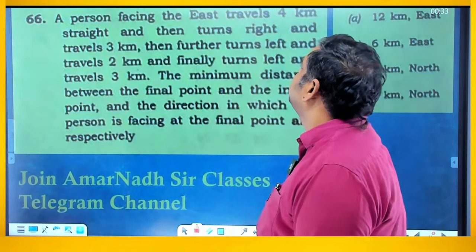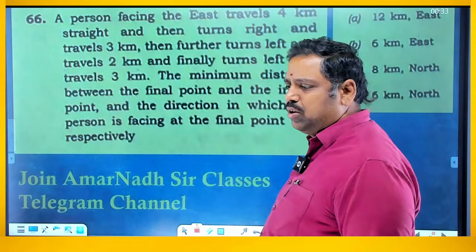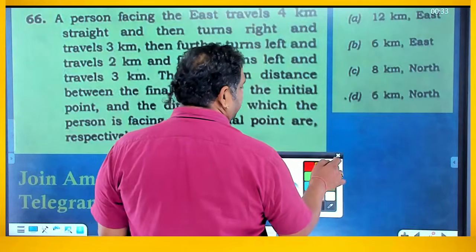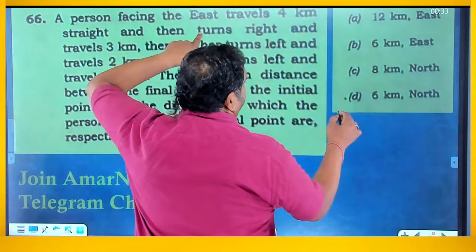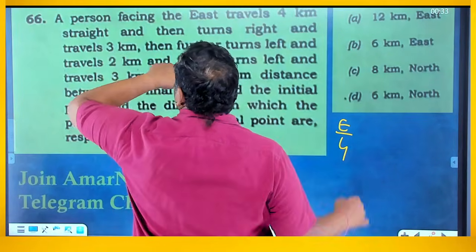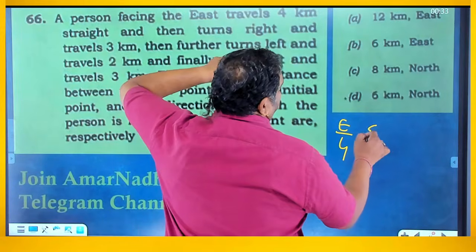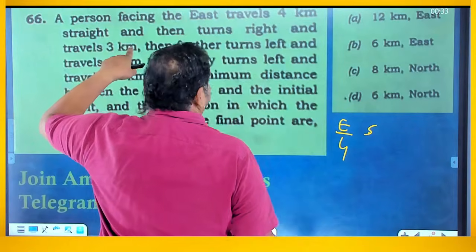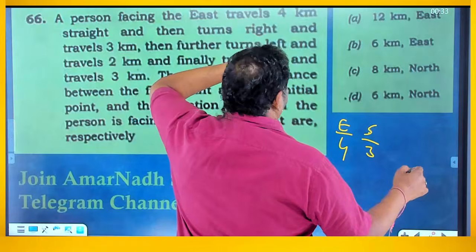A person facing the east. This question you can solve by drawing a diagram. Without a diagram also we can solve it. As I said in the classroom, without a diagram is easy, so I'm going with that. A person is facing east and travels 4 kilometers, and then turns right. East right is south. Yeah, good. And travels for 3 kilometers. Then further turns left.